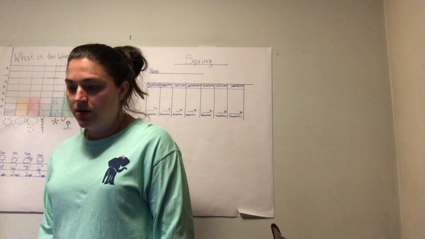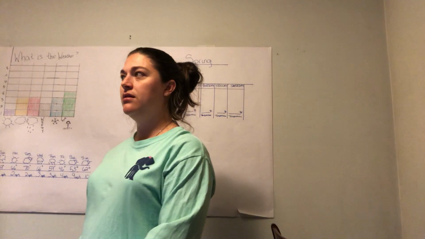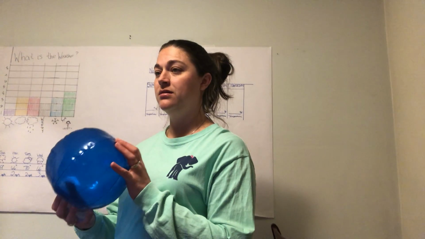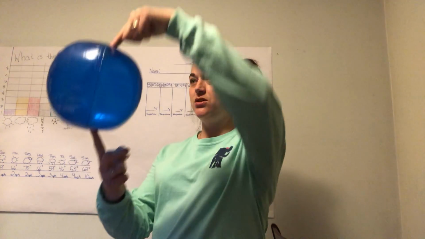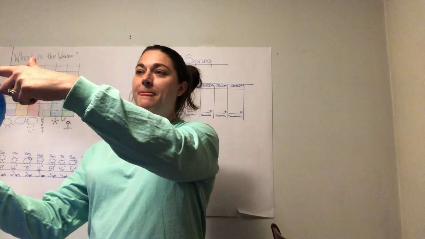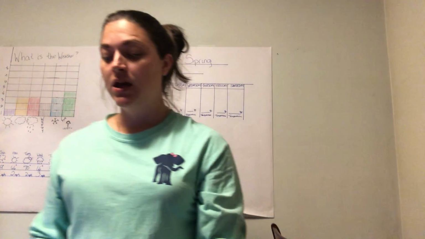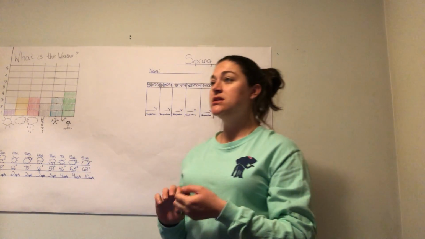And also, we talked about, can anybody recall why our seasons change? Because of how Earth is tilted. So Earth isn't straight, it's tilted a little bit, and it rotates around the sun. It takes a whole year for it to rotate around the sun, and that's why our seasons change, because the sun is at different points on the Earth.